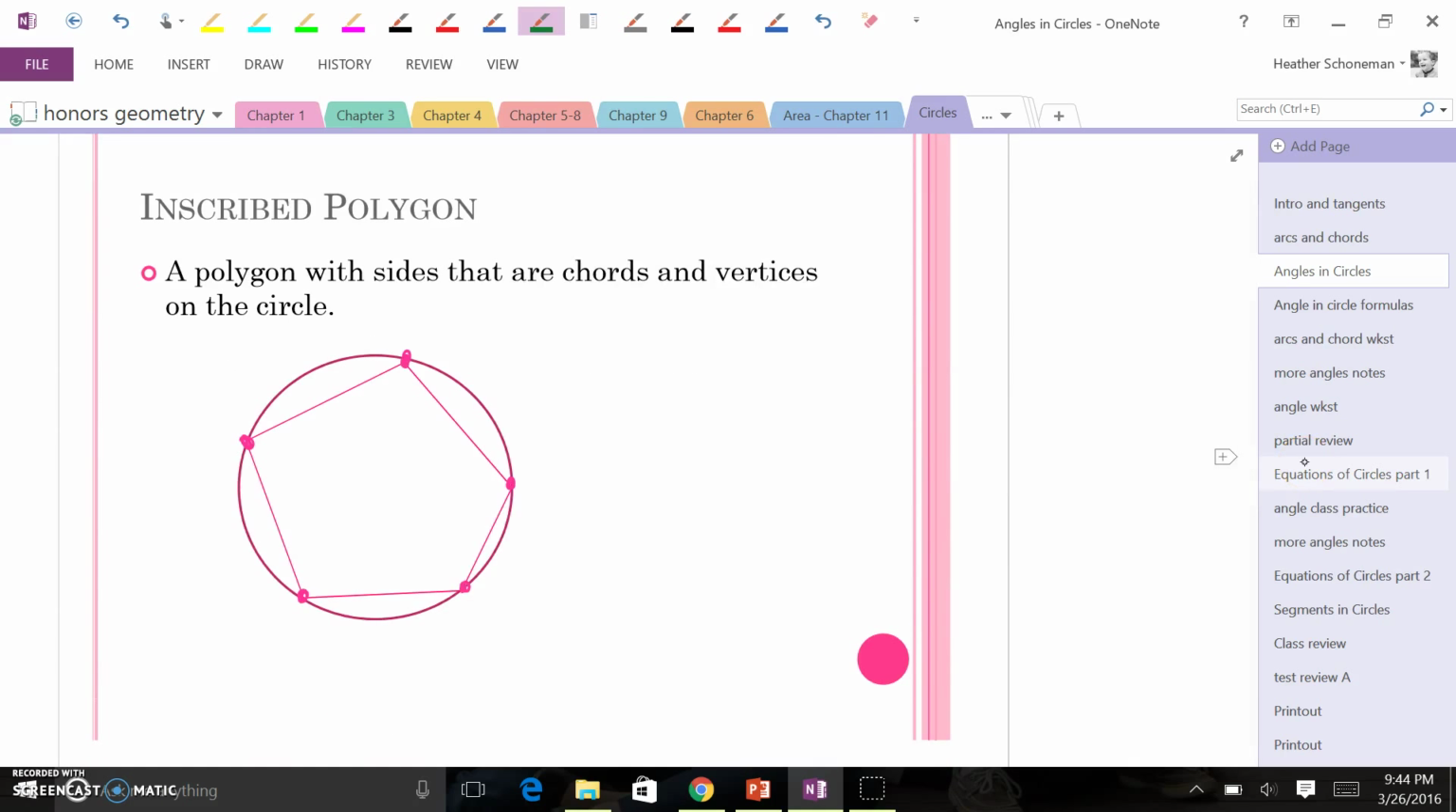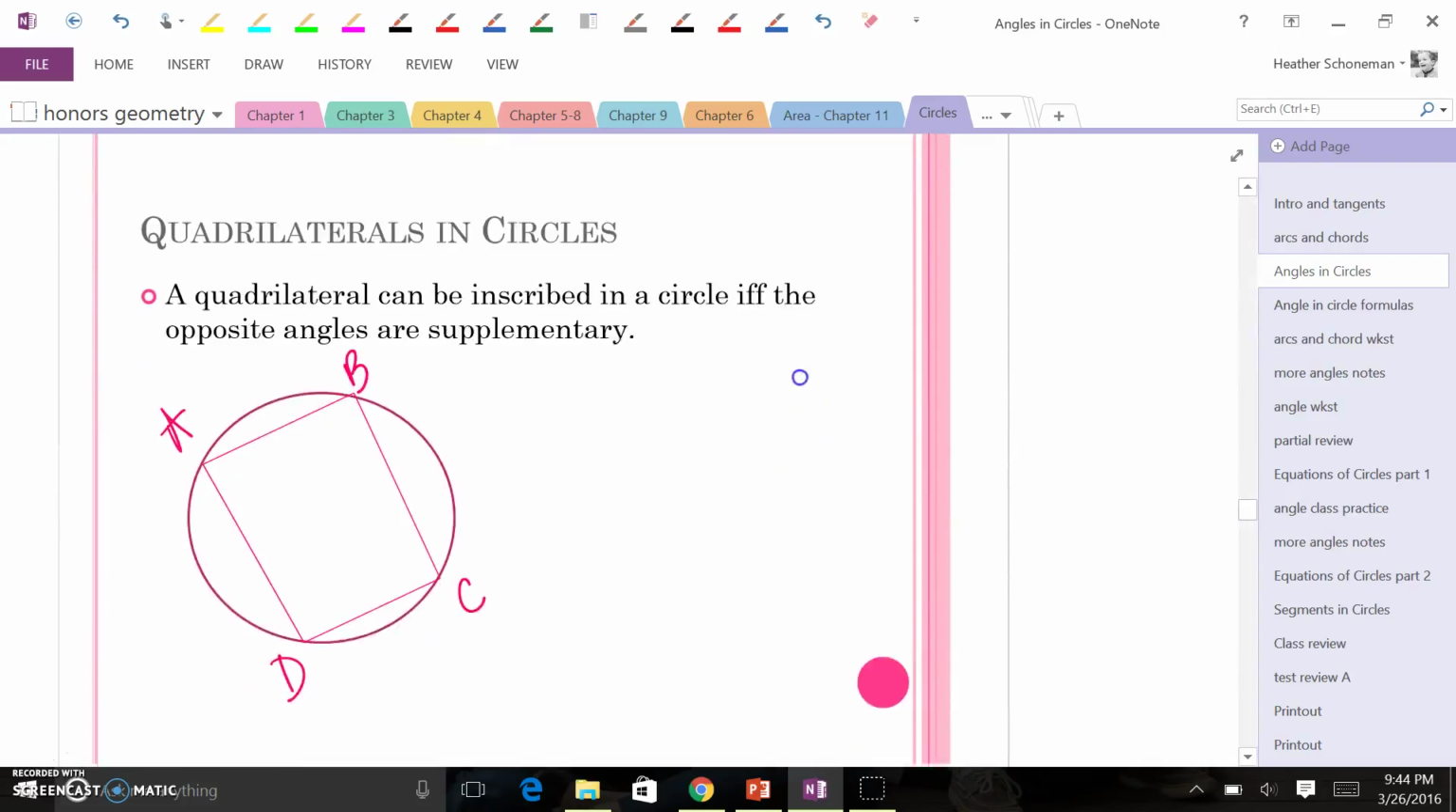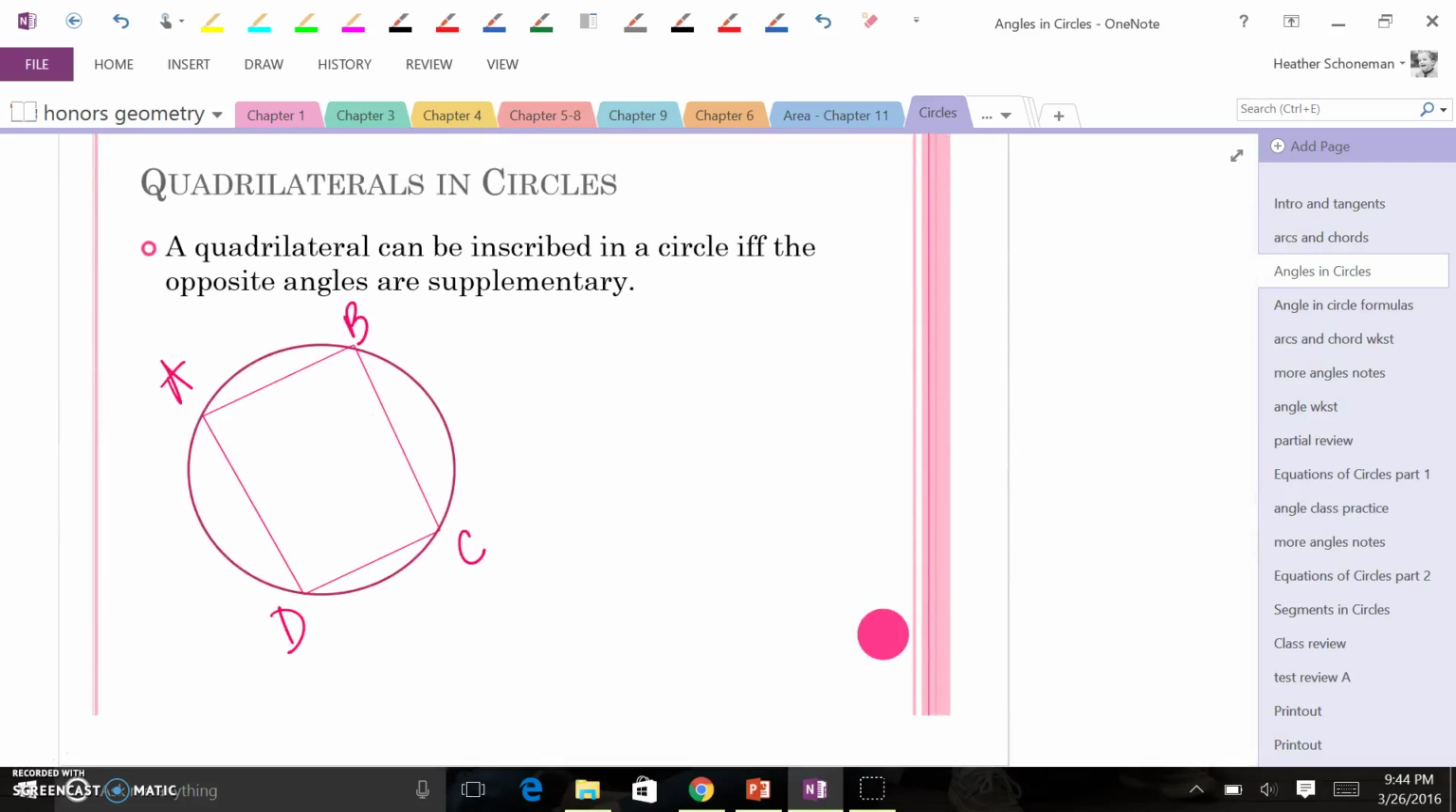An inscribed polygon. An inscribed polygon is a polygon with sides that are chords and the vertices on the circle. So it's completely contained in the circle. All the vertices are here on the circle, and all the sides are chords. So that's what it means to be inscribed. Okay, so now that we know inscribed, let's talk about a quadrilateral being inscribed. A quadrilateral is 4 sides. So it's inscribed because all the vertices are on the circle, and all the sides are chords. So it's an inscribed quadrilateral.